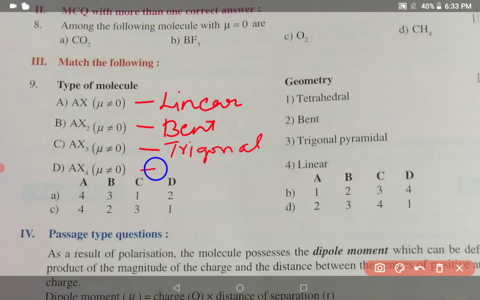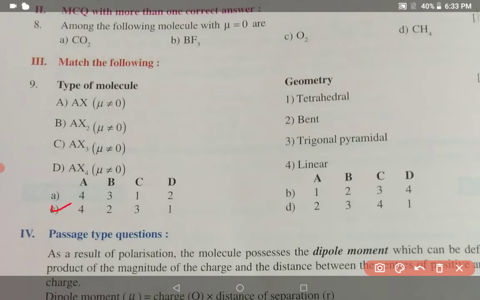This is very simple. All the options are being covered and the last one would be left out, right? That is tetrahedral. Tetrahedral. So which is the correct answer? It is obviously option C is the right answer.